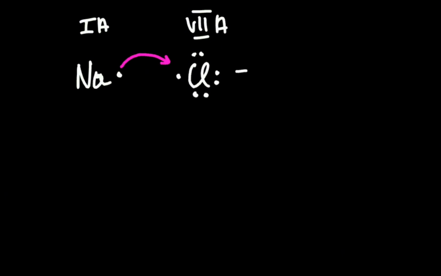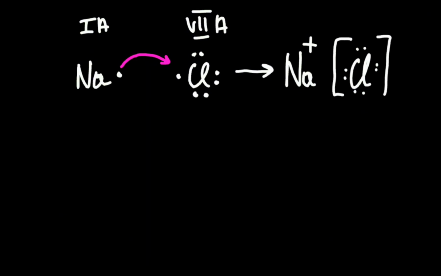After losing its valence electron, sodium becomes a positively charged Na+ ion, and chlorine, after gaining the electron, becomes a negatively charged Cl- ion. We always put our negative ions into brackets to show that all electrons belong to chlorine.